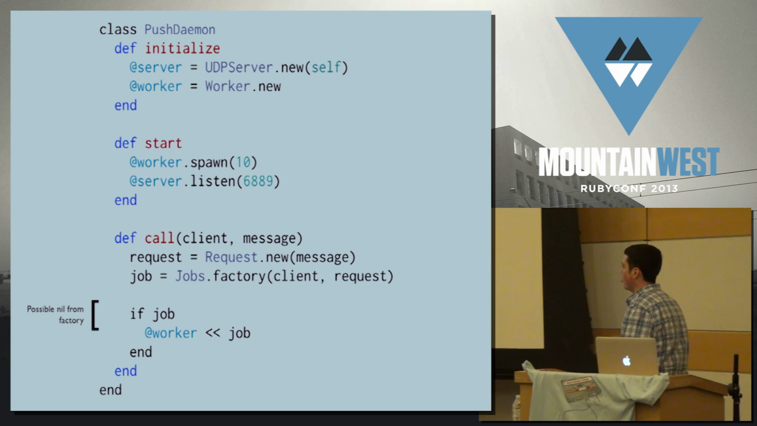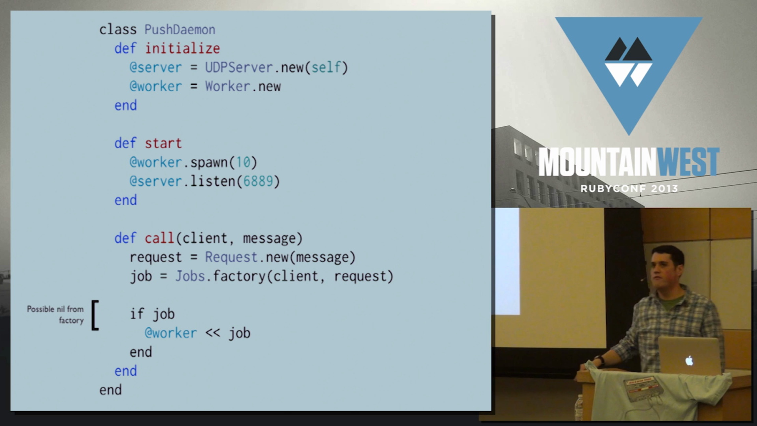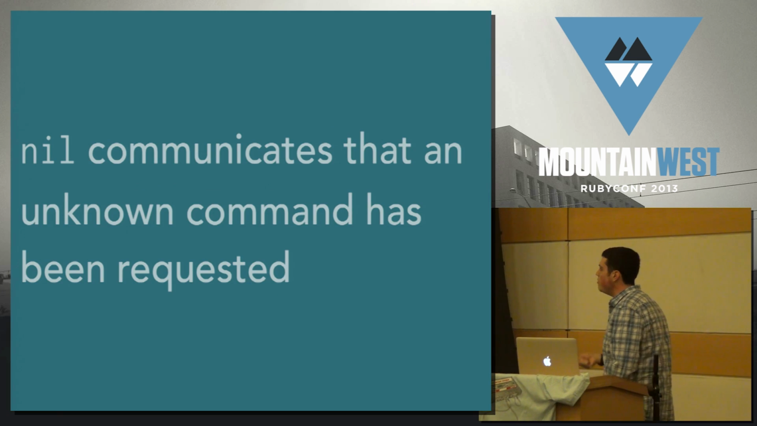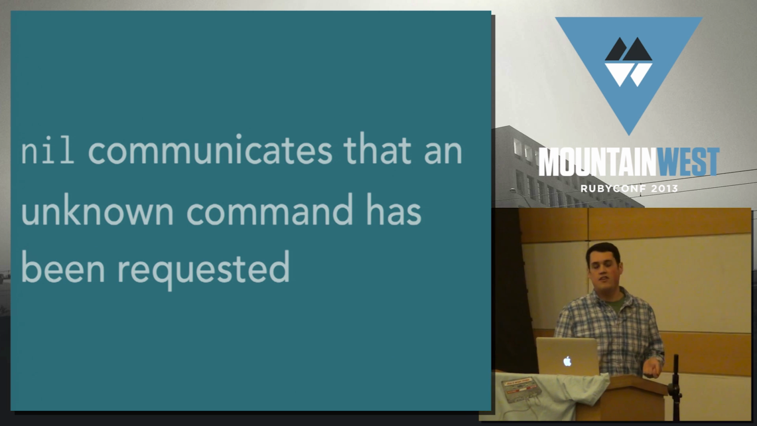Consequently, the push daemon has to guard here. So it has to check, did I get a job back from the factory? If I did, I'm going to shovel it into the worker. If I didn't, I'm not going to do anything. Nil is communicating an idea here. It's communicating the idea that an unknown command has been requested. And we can make this a concept in our system.